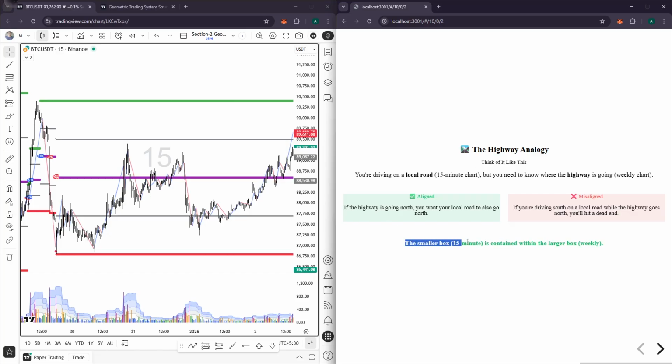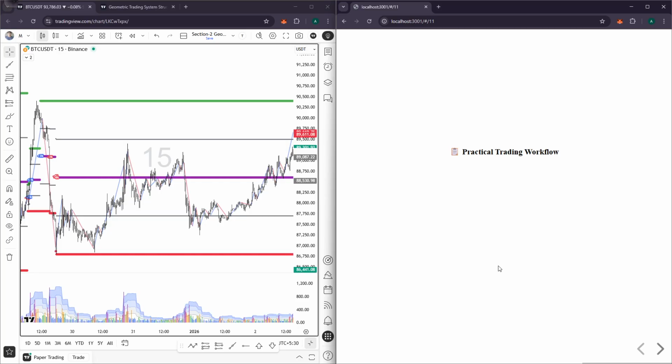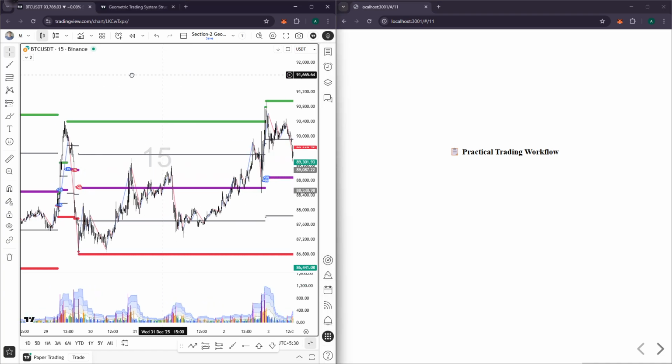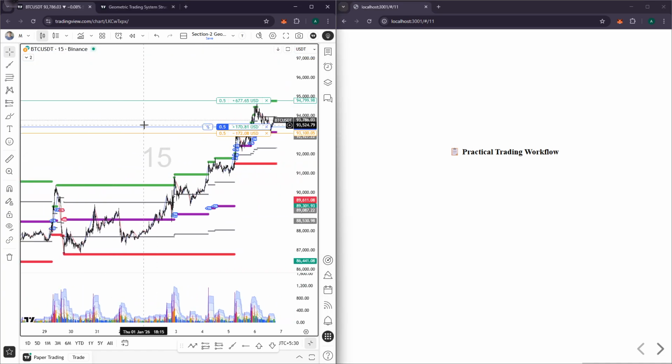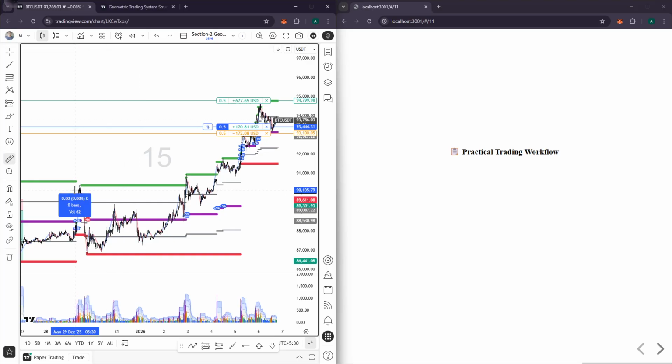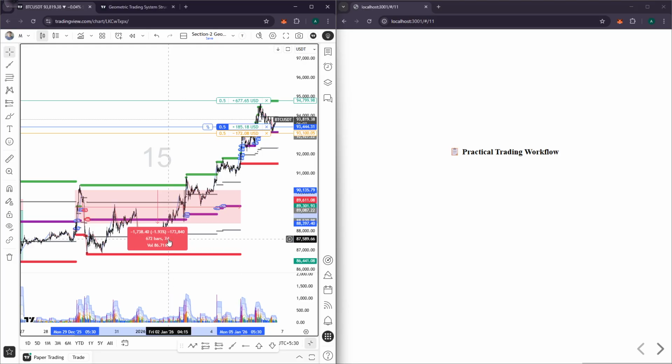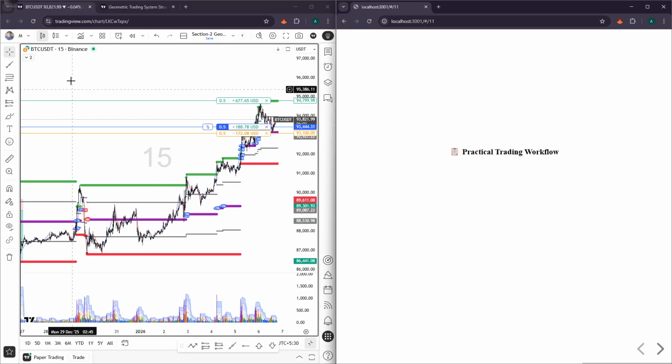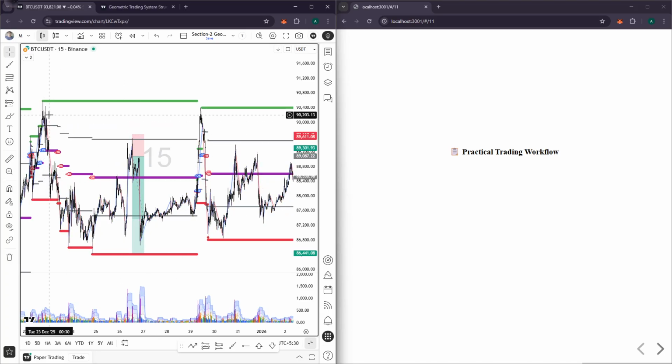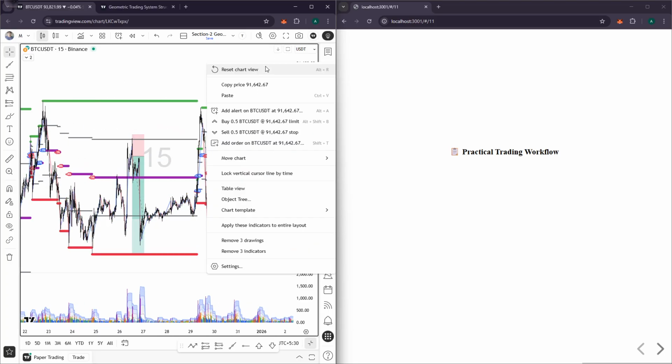All right. The smaller box, 15 minutes, is contained within the larger box, the weekly time frame, and that's why we have the context of the weekly time frame. If you see this whole session from here to here, that's your whole week, 7 days exactly. So we are tracking that highest high and lowest low for the whole week.